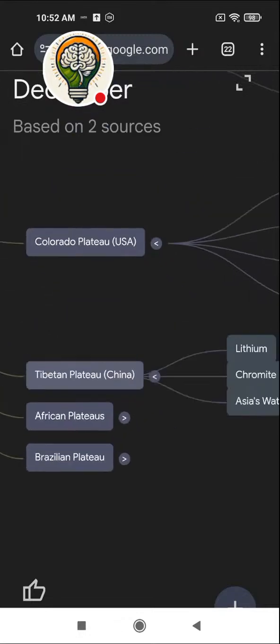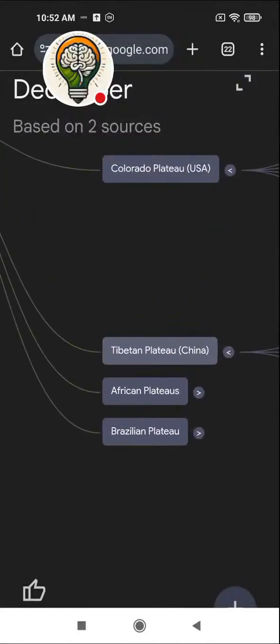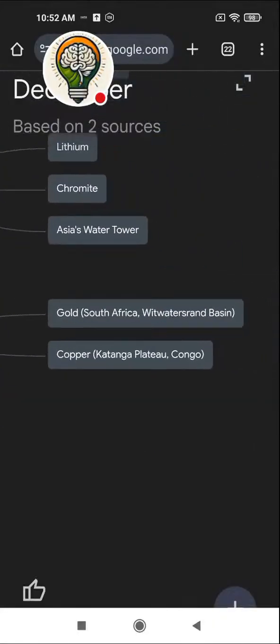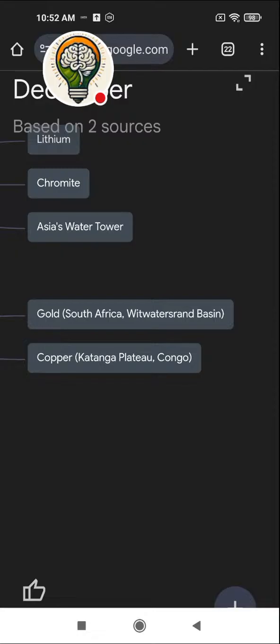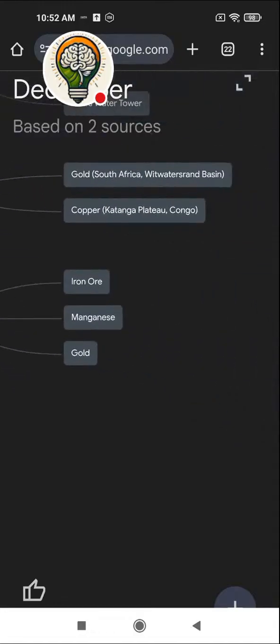Then the Tibet Plateau, China, has lithium, chromite, and the Asian water tower. And African Plateau, like the Katanga Plateau, has gold, copper in Congo, and gold in South Africa, with the Western Basin. Then the Brazilian Plateau, so iron ore, manganese, gold.